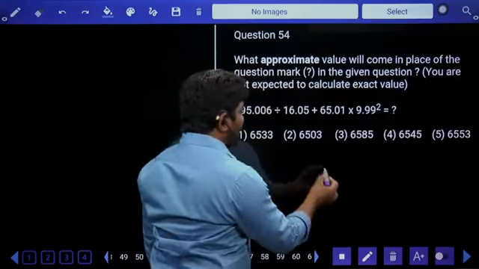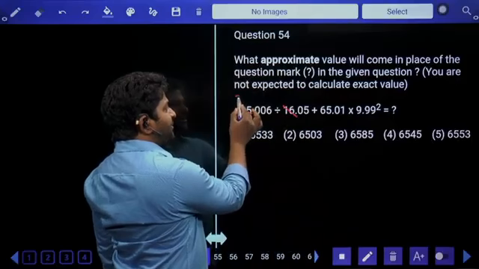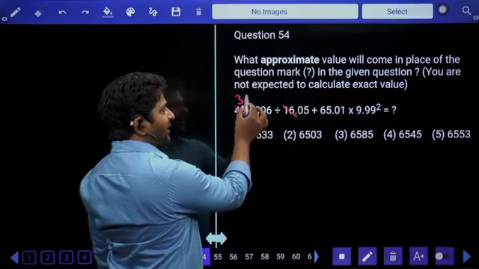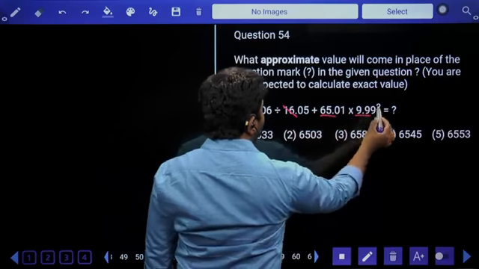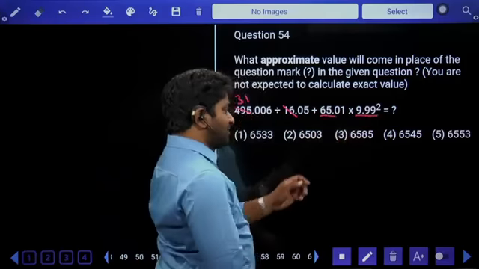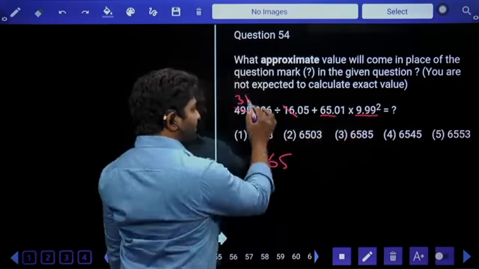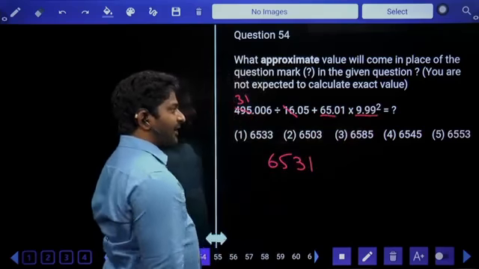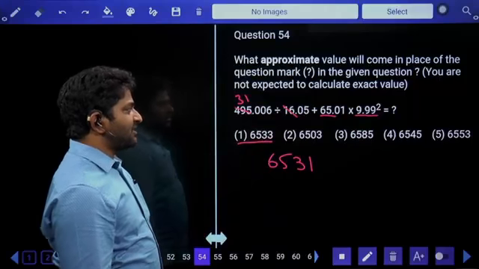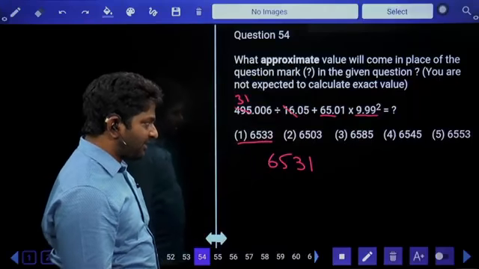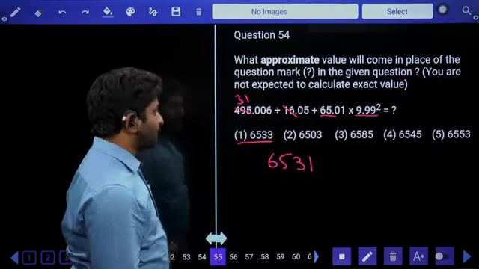Next, 16 times 3 is 48, 15 we have approximately 1. So the entire value is 31. 65 times 10 squared, 100, is 6500, plus 31, 6531. Close to that, we have only one option, 6533, and that has to be our final answer.